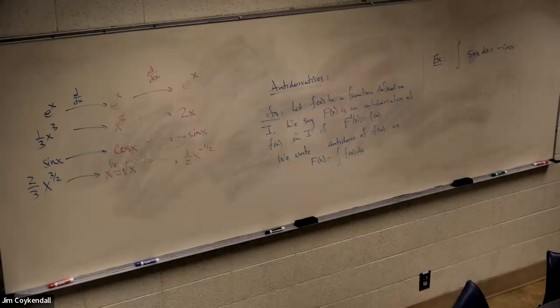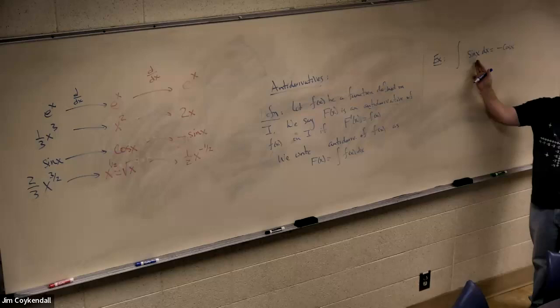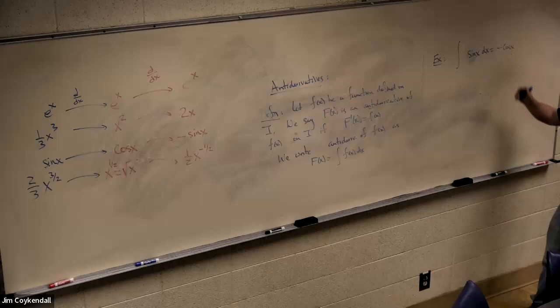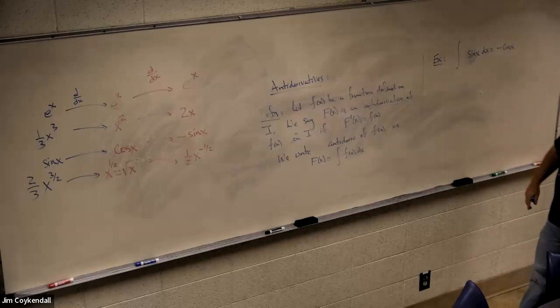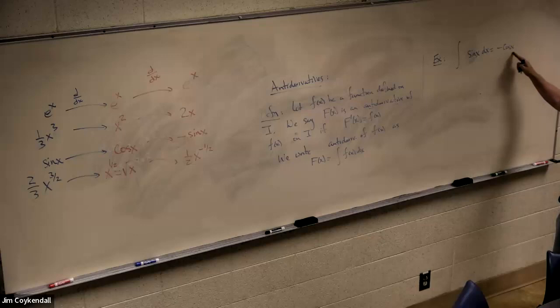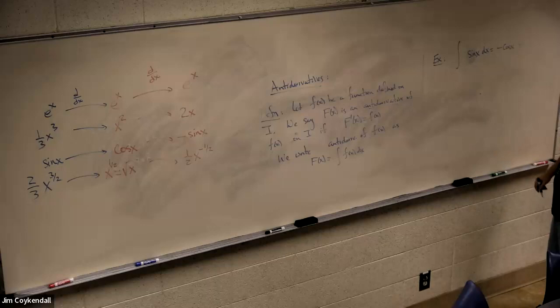I can think of a cheap way to get a whole bunch. The derivative of negative cosine is sine. Are we in agreement on that? What else has derivative sine? Again, just adjust this a little bit. How about cosine x plus 1? See, I told you it was kind of a cheap trick. Cosine x plus 1, cosine x plus 7, cosine x plus 14. How about cosine x plus any constant?